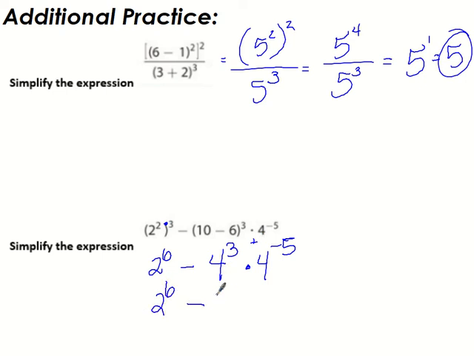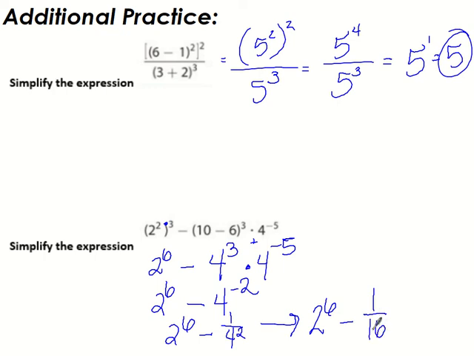minus 4 to the negative 2. And then I'm going to apply my negative exponent. We're going to get 2 to the 6th minus 1 over 4 squared. And maybe just to clean that up, go 2 to the 6th minus 1 over 16.